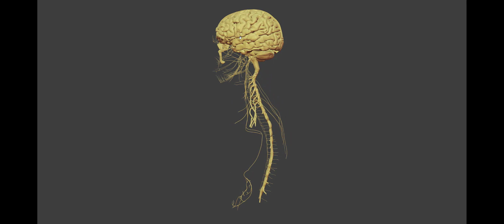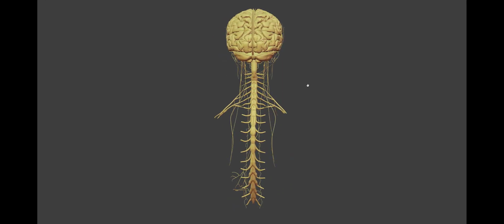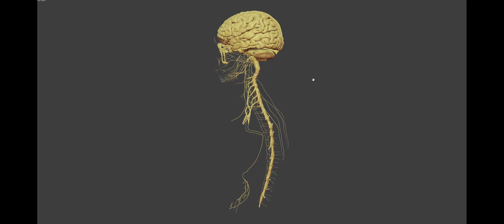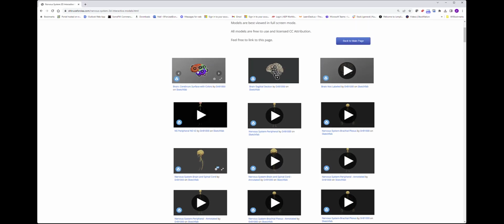So the brain consists of the outer part called the cerebrum, and then there's the cerebellum. There's also the brainstem, and then there is the spinal cord. The spinal cord begins at the foramen magnum and ends at about the second lumbar vertebra, L2, and you can see the nerves coming out of all of these things. Let's take a little bit of a closer look at the brain. So I'm going to switch over to a different model. Let's use this one.